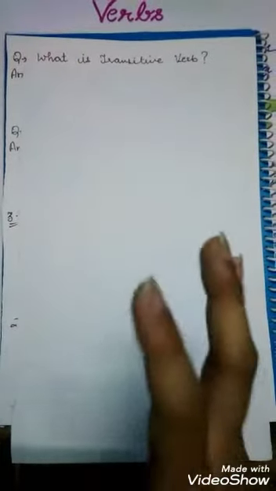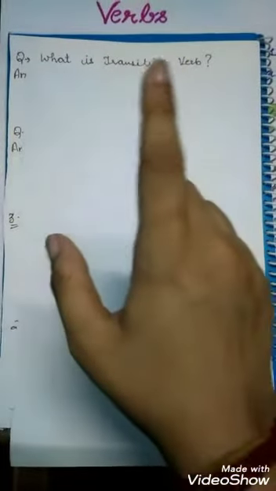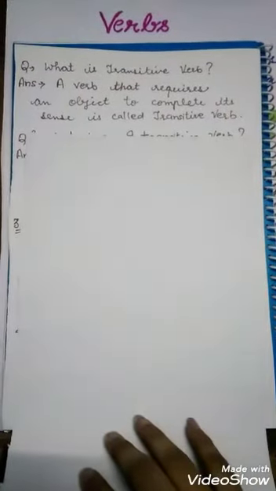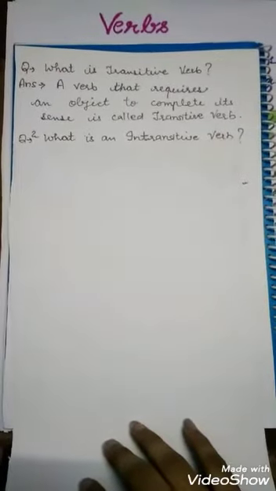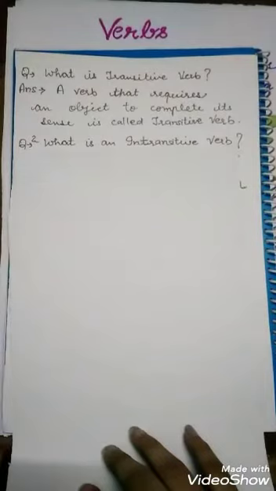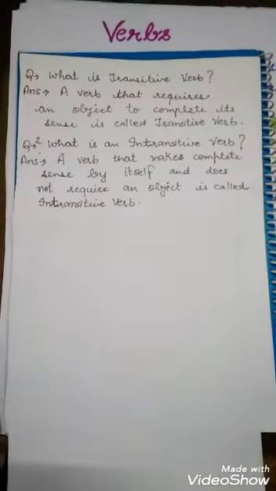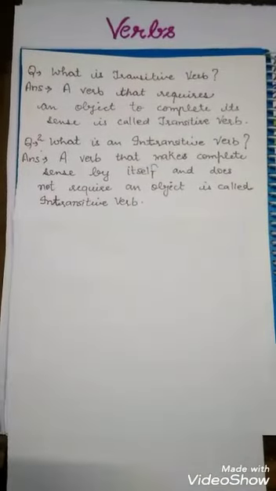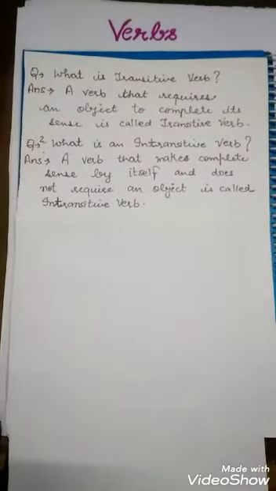Now before ending the video, I want to discuss some questions with you. So let's start. My first question is, what is transitive verb? Yes, very good. A verb that requires an object to complete its sense is called transitive verb. Now let's move to question number 2. What is an intransitive verb? Yes, very good. A verb that makes complete sense by itself and does not require an object is called intransitive verb.